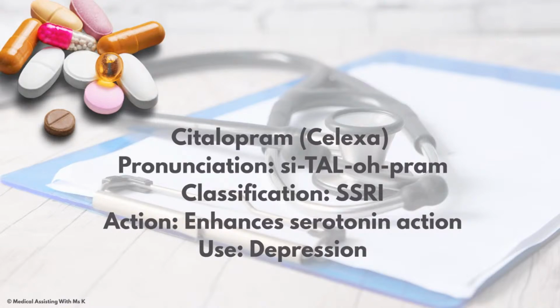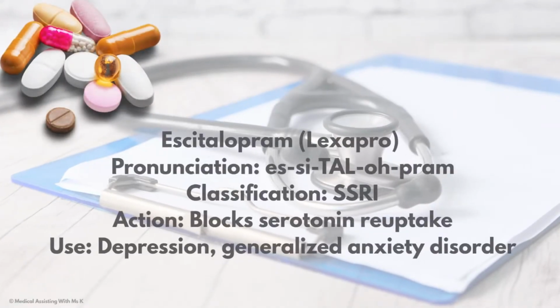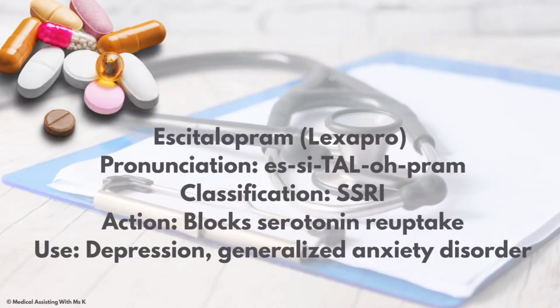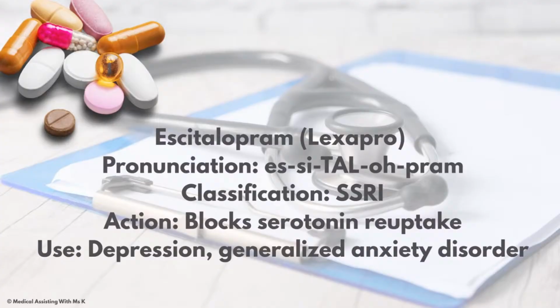Okay, citalopram, Celexa is the brand name. Classification also SSRI. It enhances serotonin action, and the use is for depression. Okay, escitalopram or Lexapro, also an SSRI. It blocks serotonin reuptake, used for depression and generalized anxiety disorder.